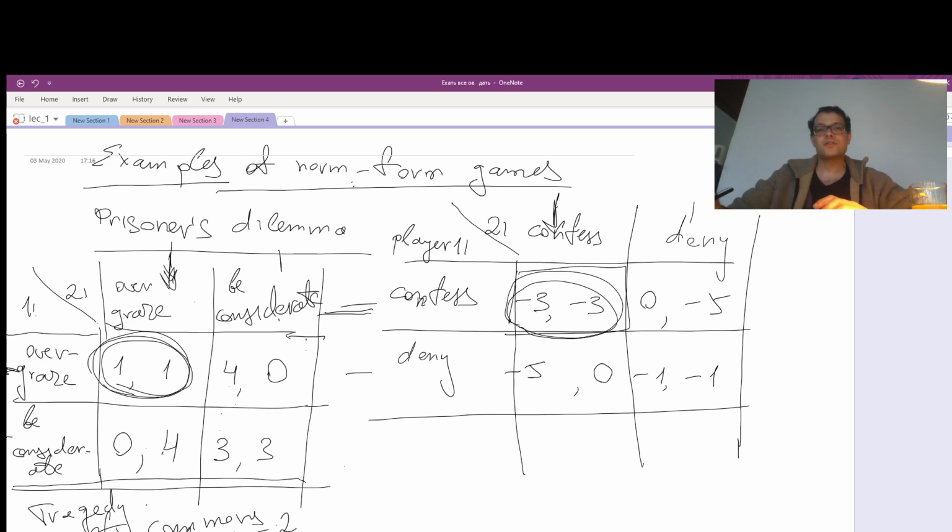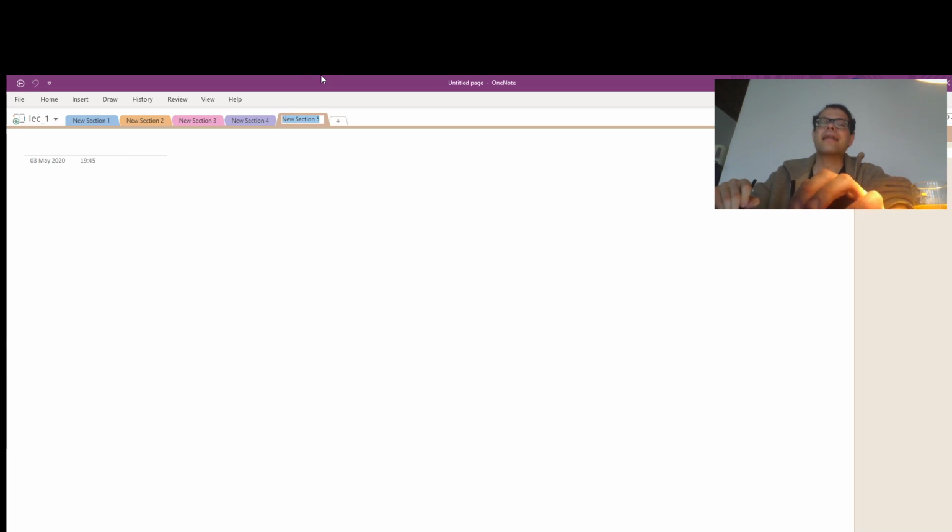Okay, so we have learned what is the dominant strategy and these examples of prisoner's dilemma and the tragedy of commons for two players. Now, let us go to the next example, and that's going to be an example of coordination.